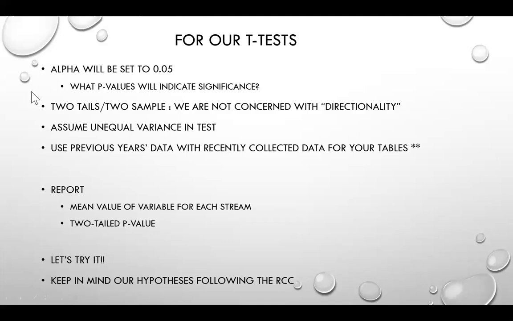So when we perform our t-test, we are doing a two-tailed t-test. Sometimes this is called two-sample. So it's a two-tail or a two-sample t-test. This means that we are not concerned with directionality.